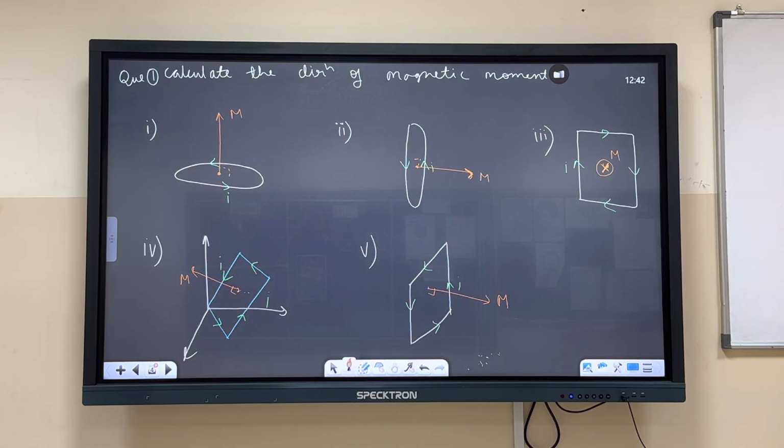I hope the direction of magnetic movement is pretty clear to all of you. Yes? Correct? Sure.